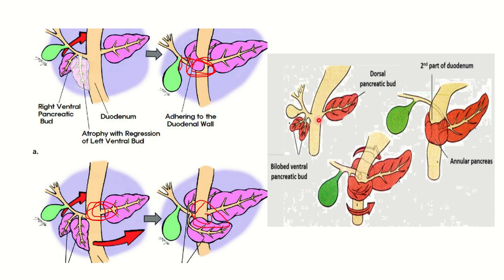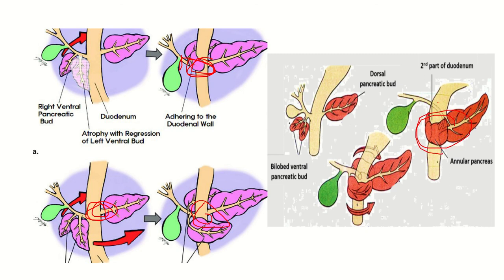In this picture also, this is the dorsal pancreatic bud and here the ventral pancreatic bud. So the ventral pancreatic bud rotates anterior to the duodenum. This part is very important. One part going posterior to the duodenum is the correct way. But when one part of the ventral pancreatic bud rotates anterior to the duodenum and reaches the dorsal pancreatic bud, it causes compression of the second part of the duodenum.